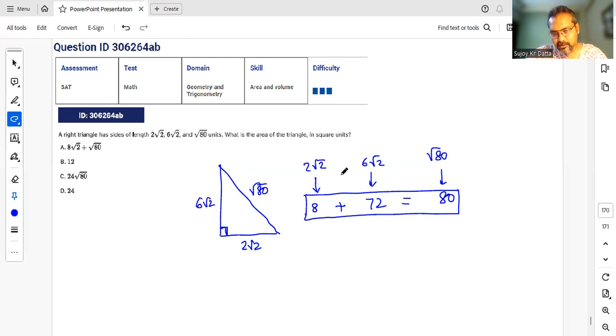We squared and added. So square of the sides added gives you the square of the third side. So that's basically the hypotenuse. So the area is half times 6 root 2 times 2 root 2. Now root 2 and root 2 multiply to give you 2. That cancels out. So the area is 12.